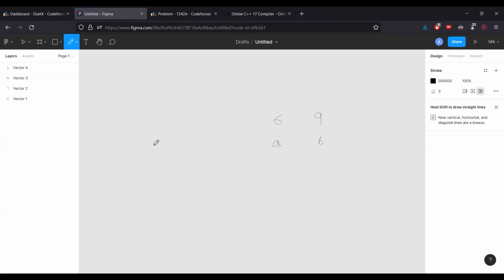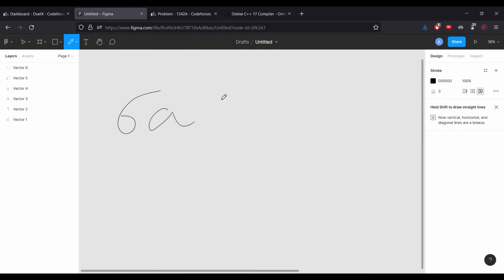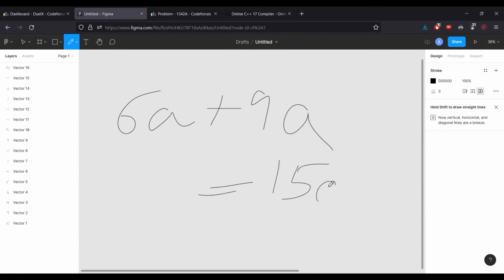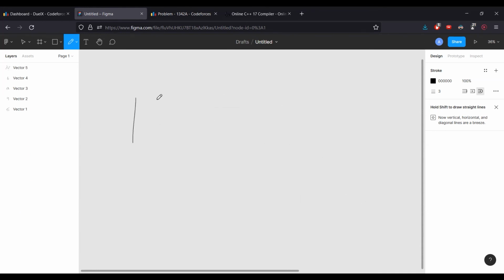Zoom in. Yes, 6a plus 9a is 15a. Right. So this is one of the solutions, 15a. The other solution was with 6 and 9.